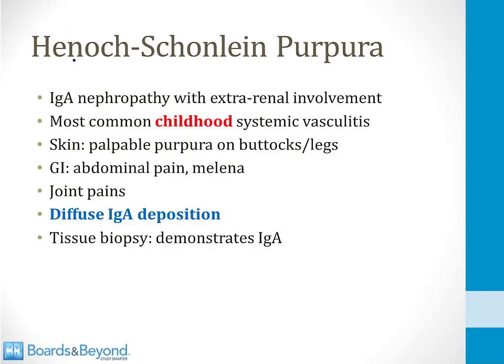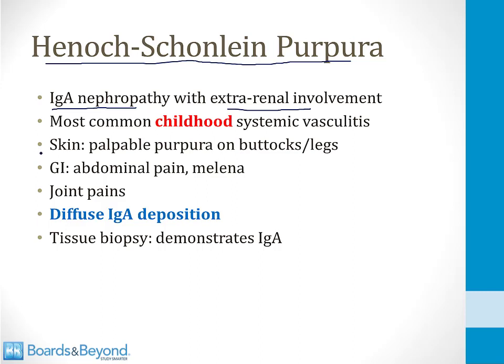In the vasculitis video in the immunology section, I talk about a disorder called Henoch-Schönlein purpura. You should be aware that this disorder is IgA nephropathy plus extrarenal involvement. HSP is the most common childhood systemic vasculitis. It presents with IgA nephropathy plus extrarenal involvement.